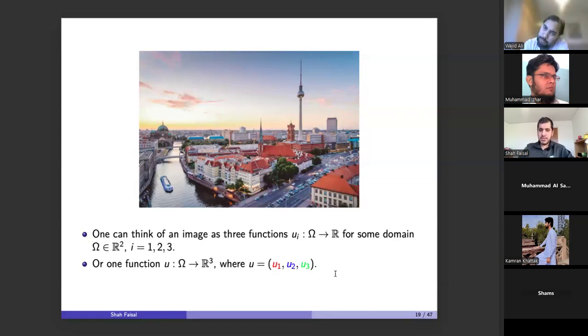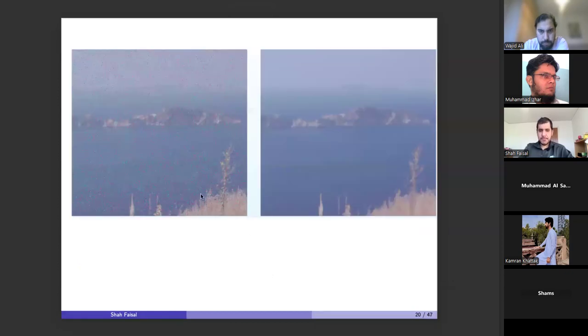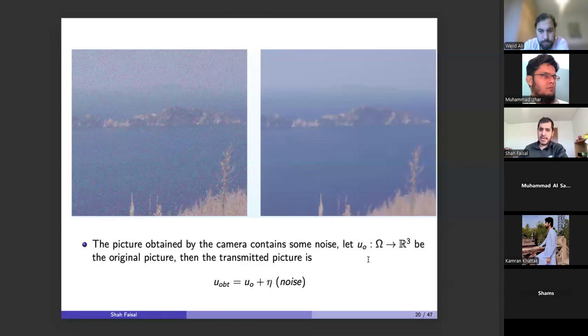Okay. So now the advantage of this point of view is that you can do math with it because these are functions. Now, let's go back to the picture we have with some blurs. The picture obtained by the camera will have some noise, which is this one. So let's say you denote by this symbol the original picture. The picture obtained by the camera will be this original scene plus some noise that I denote by this symbol. And you want to minimize the noise.